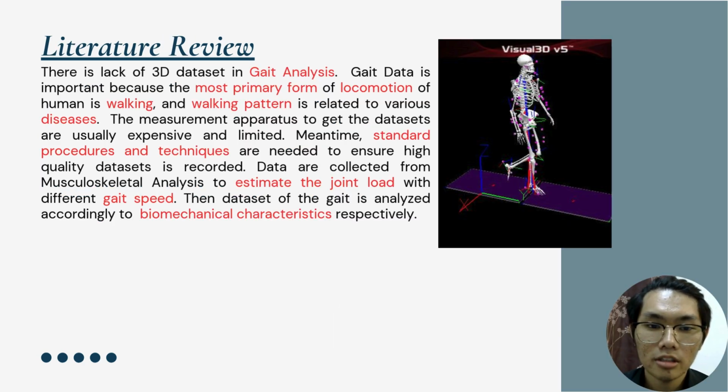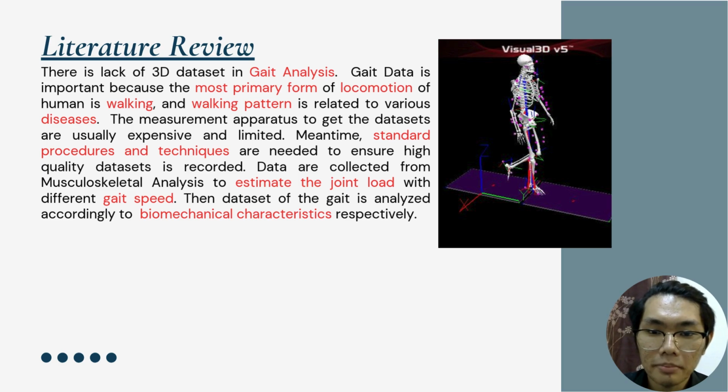Hi, I'm Chan. I'm going to talk about the literature review. There's a lack of 3D datasets in gait analysis. Gait data is important because the most primary form of human locomotion is walking, and the walking pattern is usually related to various kinds of diseases.